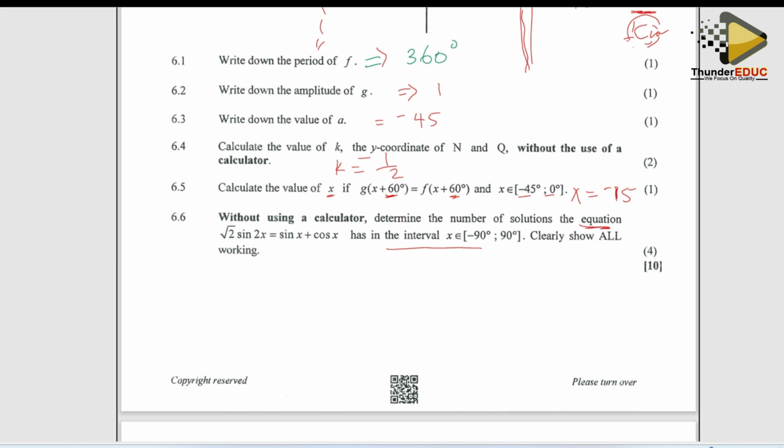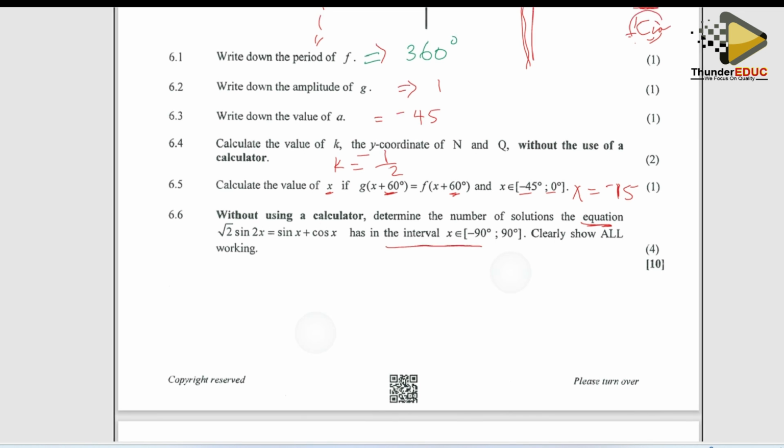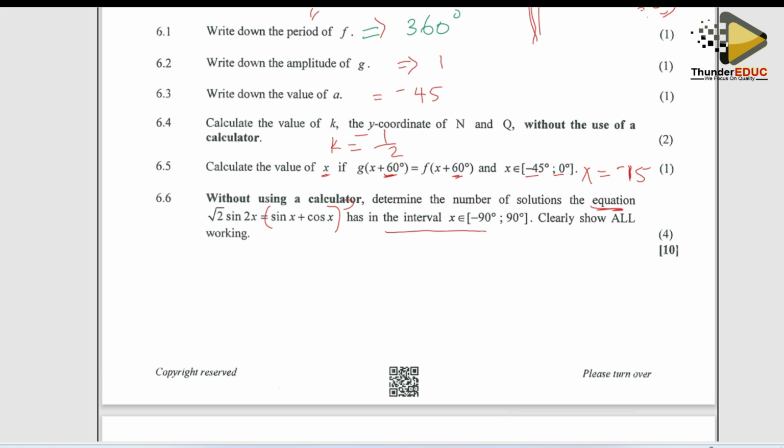Okay, so we can start by squaring both sides. Is it going to help us? We can do that. Square this side and then square that side also. When I square the left hand side, that's going to be 2 sine squared 2x is equal to sine squared x plus 2 sine x cos x, then plus cos squared x. Is it going to make sense for me?